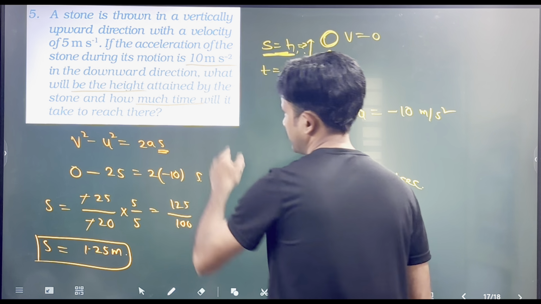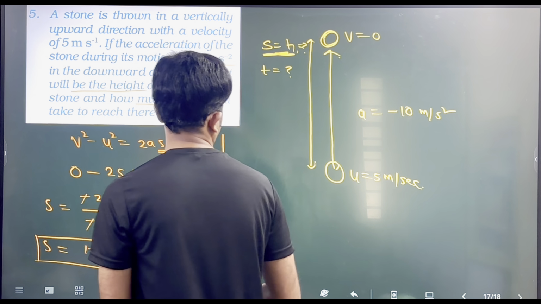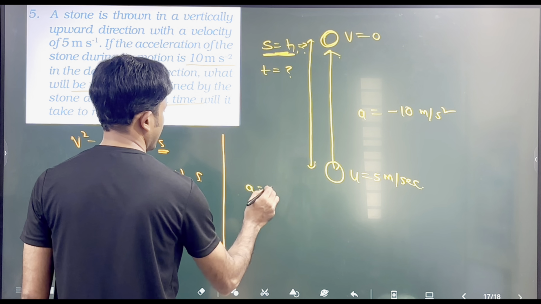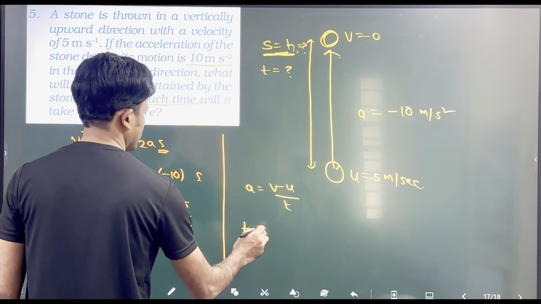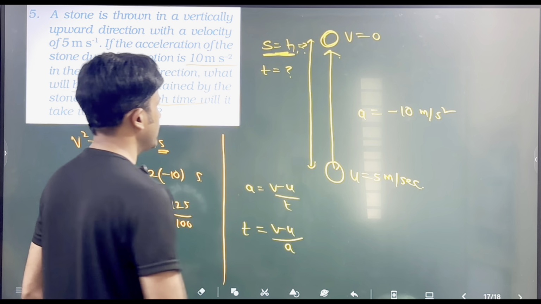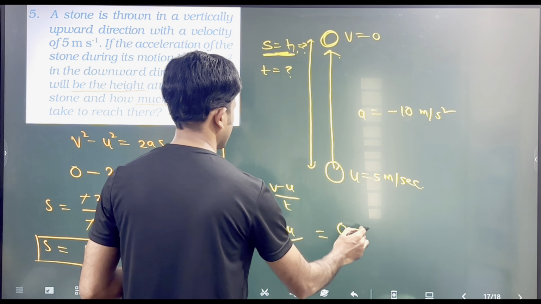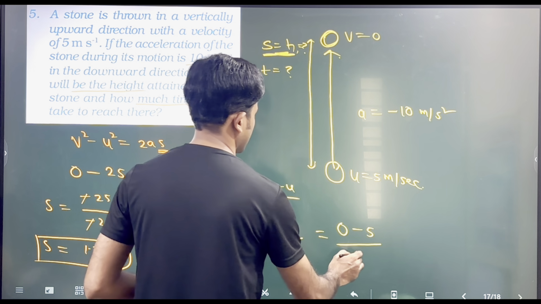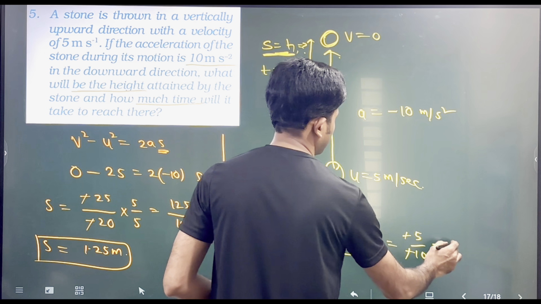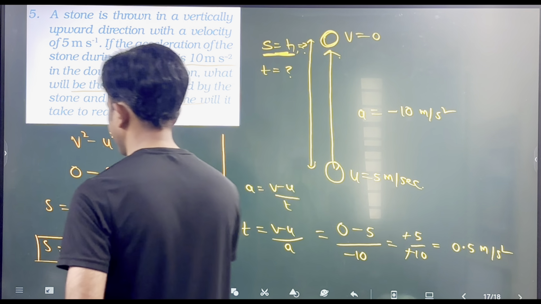Then how do you find the time value? By using which formula can we find out the time? v equal to u plus at, by using that one also, or a equal to v minus u by t, or t equal to v minus u by a. So what are the v, u, a values? v is 0 and u is 5. Acceleration is minus 10. So minus 5 by minus 10. Minus minus will get cancelled. So 5 by 10 is 0.5. The time is 0.5 seconds.